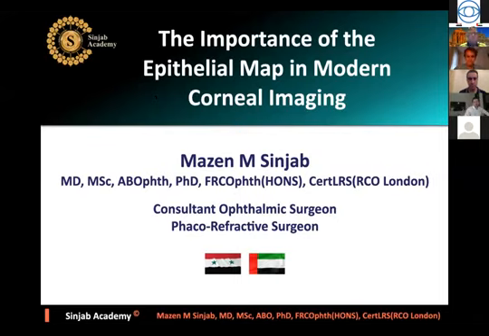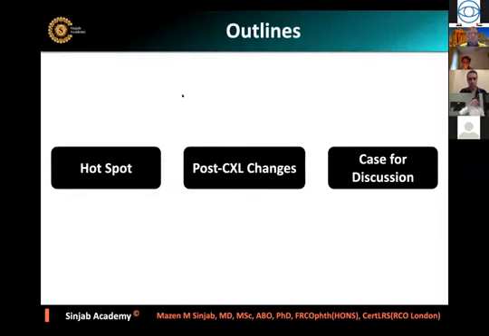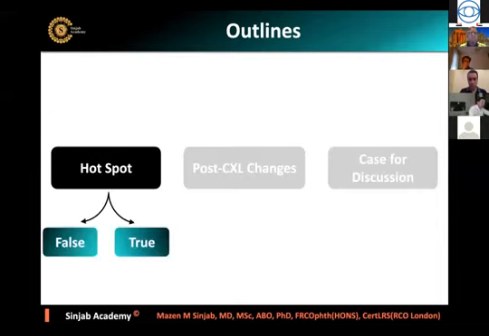I'm going to give the audience some tips about the importance of the epithelial map in modern corneal imaging. I'll go through the hotspot, the post-cross-linking changes, and I will present a case for open discussion with the panelists. Starting with the hotspot, you know that I am crazy about classifications and categorizations of things. So I classify the hotspot into false and true.